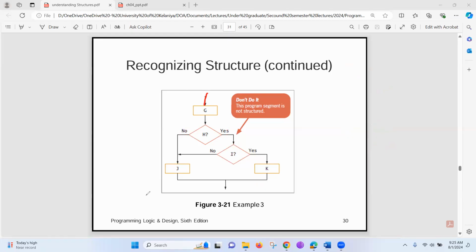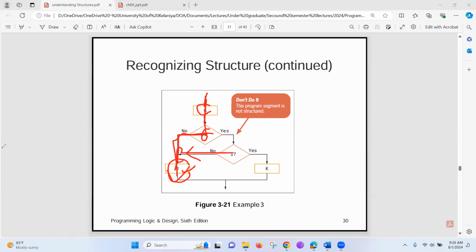Why? It is going, yes, see, you are going to follow the step G. Yes, the answer comes to H. Yes, H. Getting the answer as no, coming here. Okay, if H is no, you need to perform J. But it is impacted from this result as well.